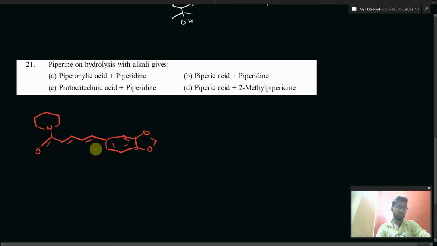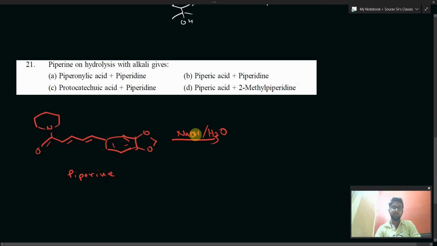Okay, so this would be the structure of piperine, as we all know. It is obviously a new kind of structure. Not many students know about it, but that is okay. So we'll be putting it under hydrolysis with alkali. Alkaline hydrolysis will be taking place, so we'll be providing NaOH with H2O.